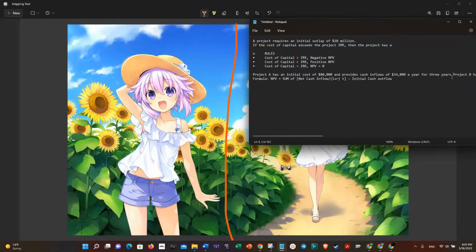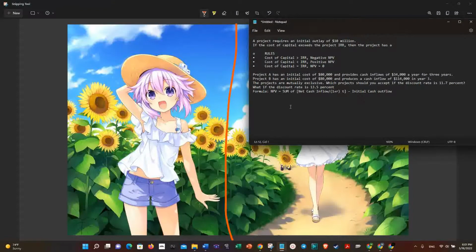Now we have this doozy right here. Project A. Pretty long question, I'm not going to lie, but it wouldn't be a test question if it wasn't long and tedious. Project A has an initial cost of $80,000 and provides cash inflows of $34,000 a year for 3 years. Project B has an initial cost of $80,000 and provides a cash inflow of $114,000 in year 3. The projects are mutually exclusive. Which projects should you accept if the discount rate is 11.7%? What if the discount rate is 13.5%?